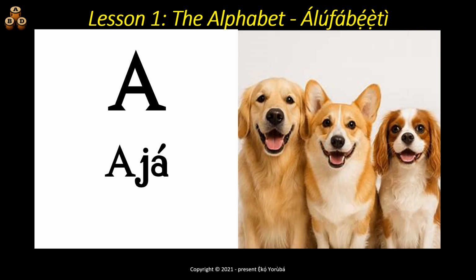Another good method of learning the Yoruba alphabet is by associating the letters with an object or an idea that can be easily remembered. Repeat after the letters and the phonic sounds in this section to learn and practice their pronunciations. A. Ajá.